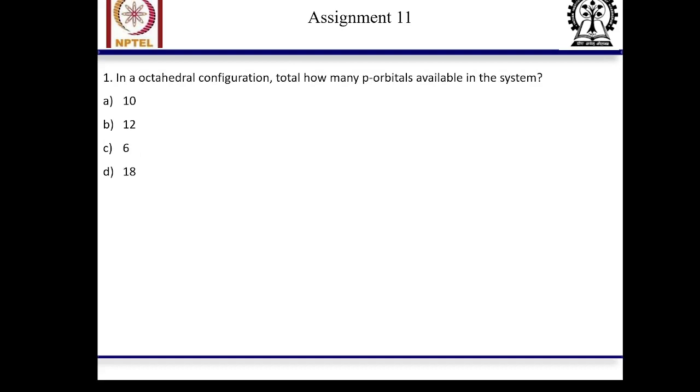So the first question is: in an octahedral configuration, in total how many p orbitals are available in the system? Option A is 10, option B is 12, option C is 6, and option D is 18. I will wait for 1 minute. Once you answer, I will explain the exact answer for this question.